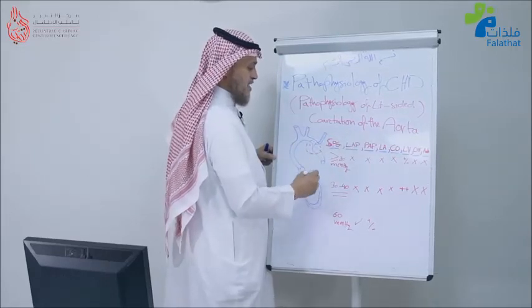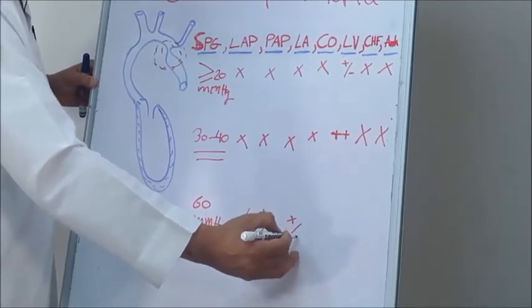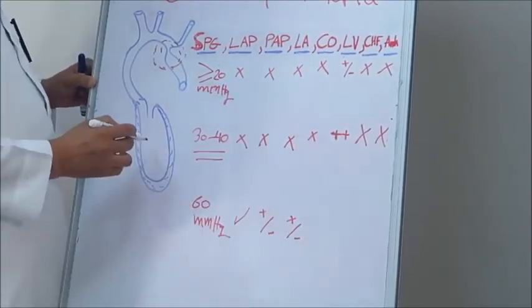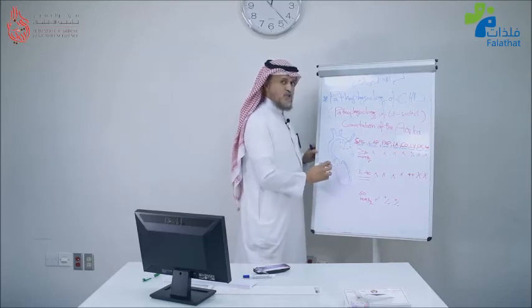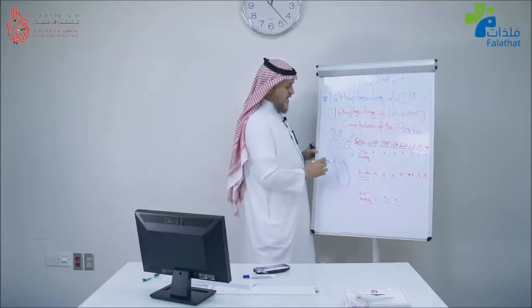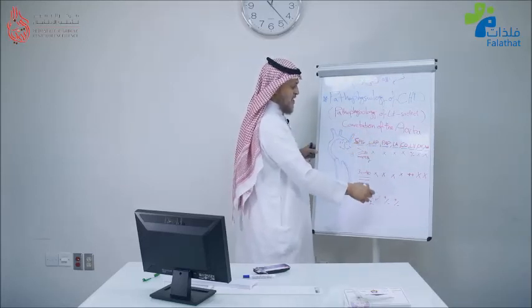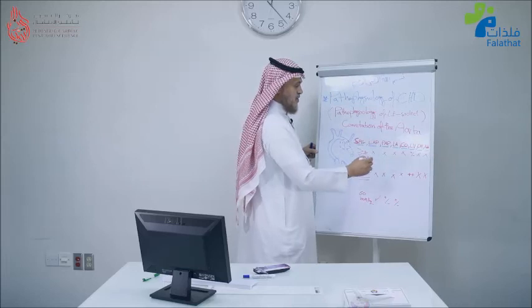Left atrial dilatation is a plus minus. It would only happen if the left ventricular end diastolic pressure really became moderately to severely elevated, and then we'll start seeing the left atrial dilatation as well as the left atrial pressure elevation.